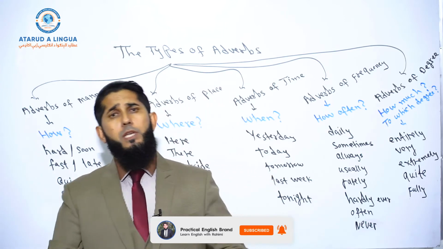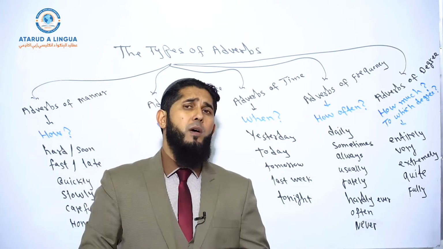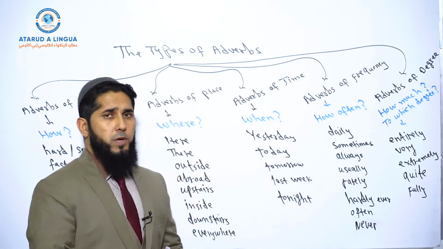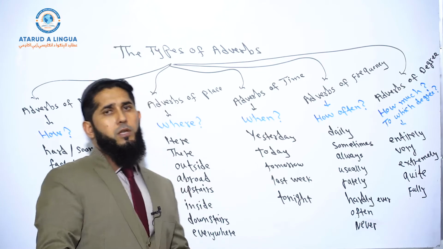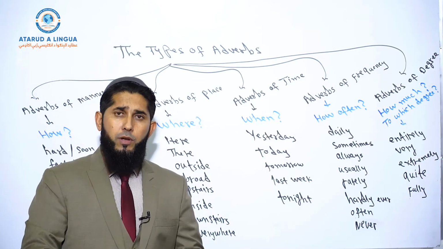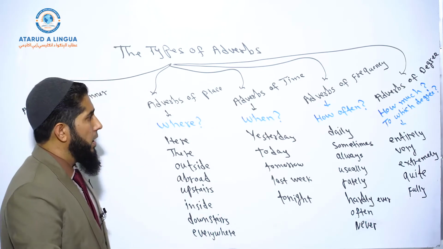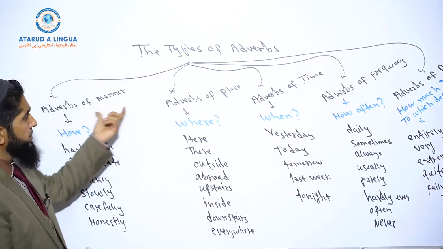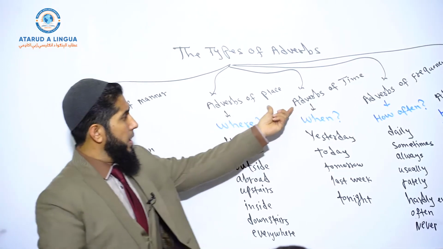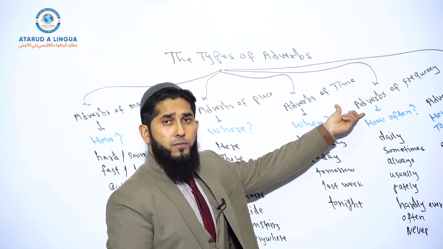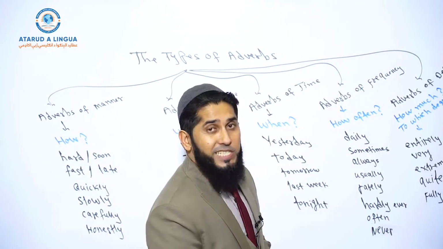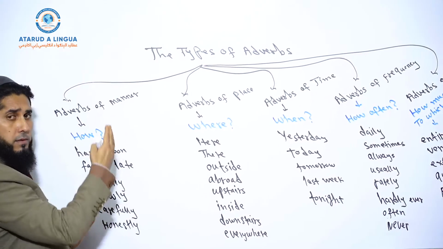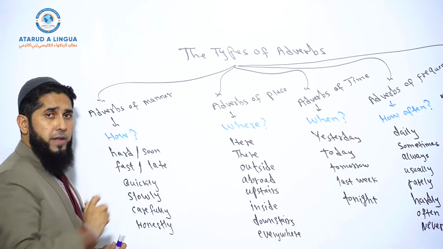Today I'm going to be teaching you the most common types of adverbs in English language. So let's begin with the name of Allah subhanahu wa ta'ala, the creator of the heavens and the earth. The most common types of adverbs are adverbs of manner, adverbs of place, adverbs of time, adverbs of frequency, and adverbs of degree. So first of all, we're gonna work on adverbs of manner.